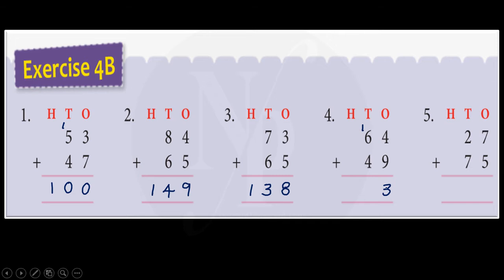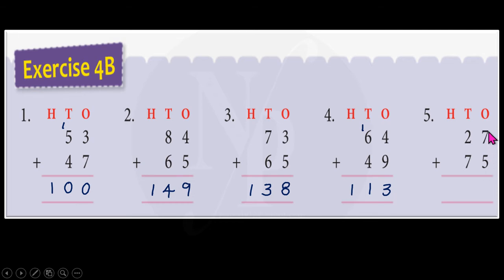Now we add the digits in tens column. That is, we add 6 and 4. 6 plus 4 is 10. 10 plus 1 is 11. So 11 here means 11 tens. So 11 tens are regrouped as 100 and 1 ten. So we write 1 in hundreds column and 1 in tens column. So the sum of 64 and 49 is 113.